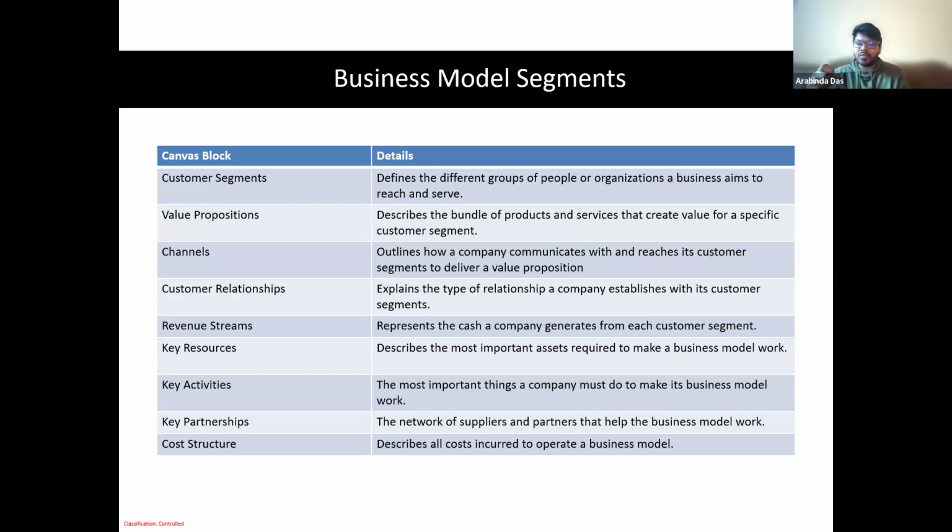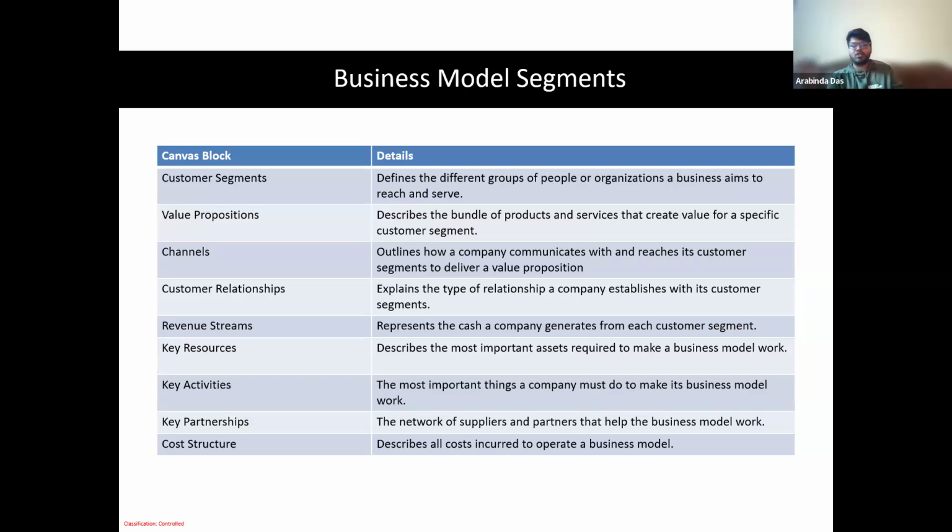And key partnerships are the network of suppliers or partners that help the business model work. So when I say partnerships, if you're trying to deliver something with a partnership with other people, for example, take Uber as a client, and I'm trying to do some kind of partnership with someone else, and we will be trying to provide discounts to our customers through that key partnership. So that is where the network of suppliers and partners works.